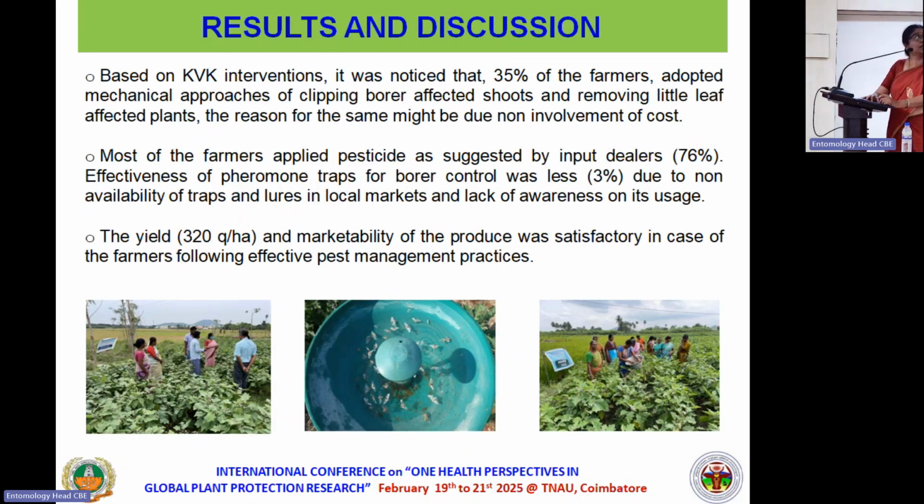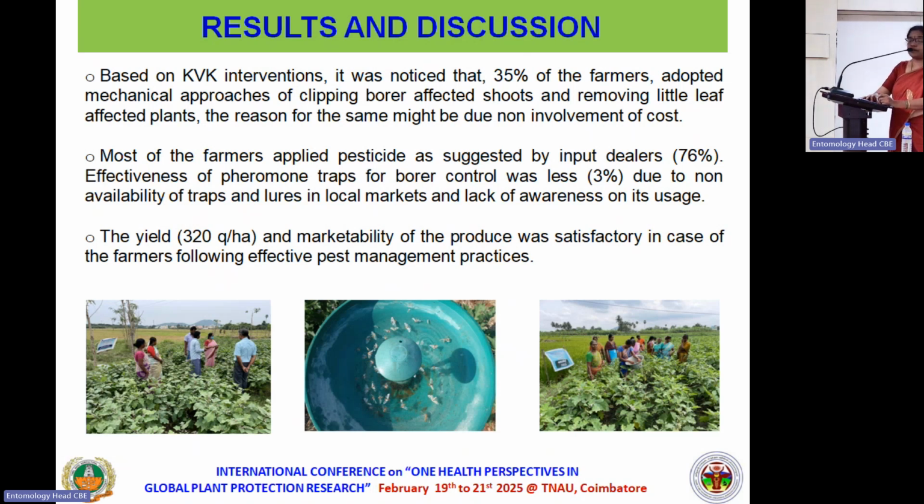Next slide, please. Based on the KVK interventions, 35% of farmers adopted the clipping of the shoot, that is borer affected plants. They easily adopted this practice because it was very cost effective, and it was also very easy for them to follow.